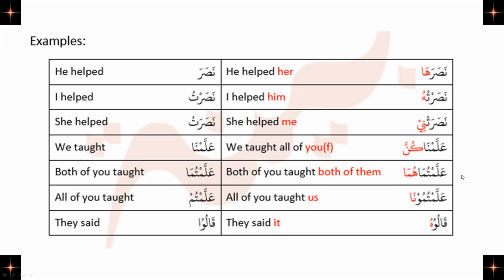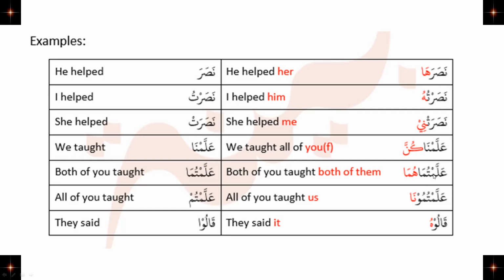I'm sure you all have read it and you are now acquainted with that. Okay, so nasaratu is another fi'l with the ta for her. Ni, me. So she helped me. And allamna, so allamna, we taught. Kunna, all of you feminine. Allamtuma, allamtuma. So allamtuma, note, is tuma and tuma.